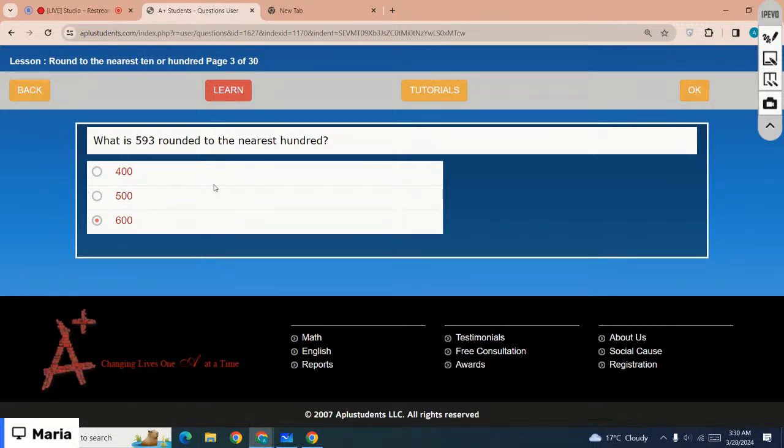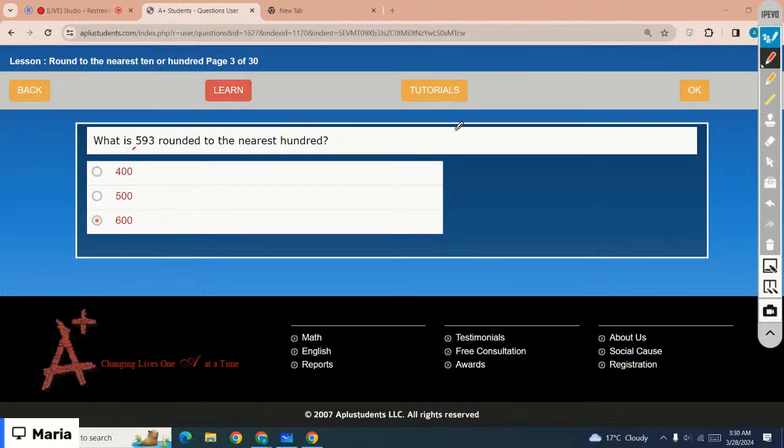Or you can see 5 is at the hundreds position. You need to round it to the hundreds, right? 5 is at the 100 position, right? And the next is 9. You need to compare it to 5. So 9 is greater than 5, right? So you have to round up, add 1 to 5 and replace the other two digits with 0. So you can round off to 600. The correct option is 600, right?